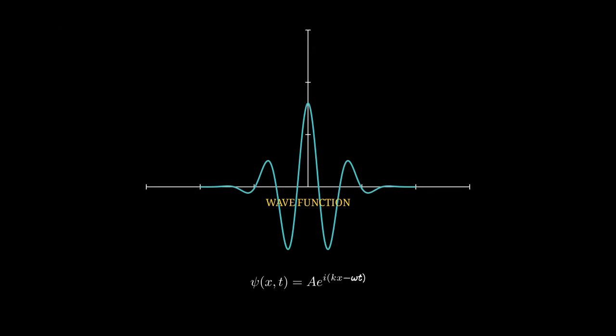The wave function psi describes the electron's quantum state. It contains all information about the particle's position and momentum. The probability of finding an electron at position x equals the square of the wave function's magnitude at that point.